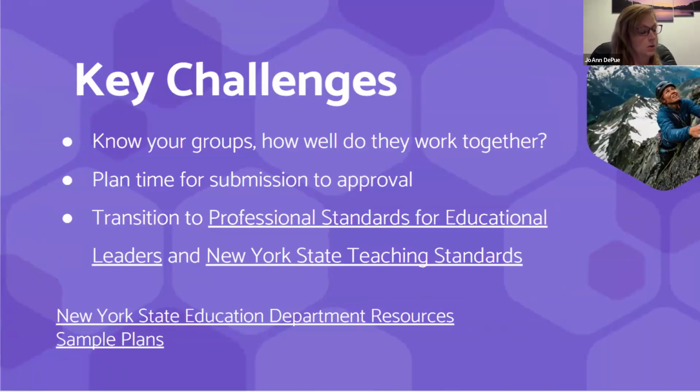So starting your process, the challenges that we ran into, knowing the groups, who's on your committee, is it well represented? Have they had conversations about the known things that were working well and the things that they wanted to change, and are those clearly articulated? You need to plan time. We started our process in July, and we were not approved until May. So it was almost a year process.